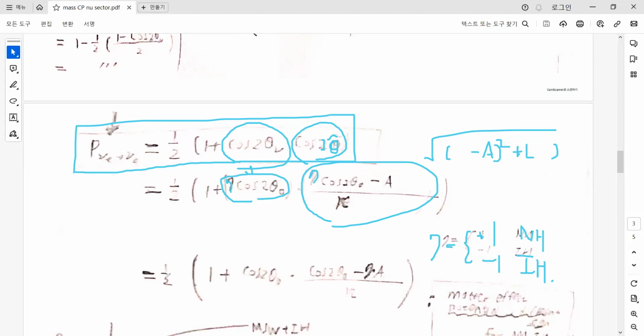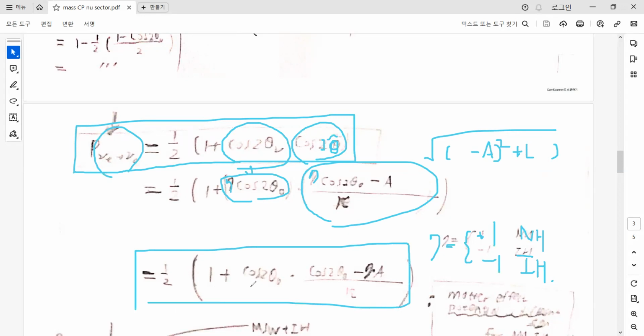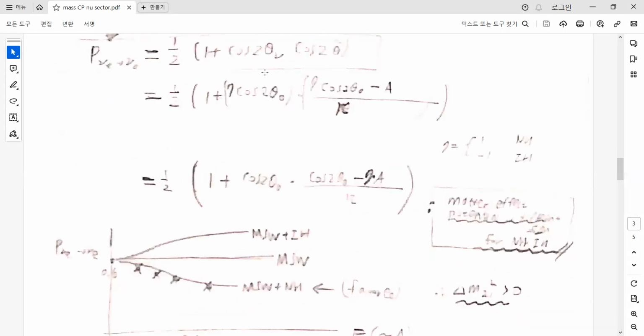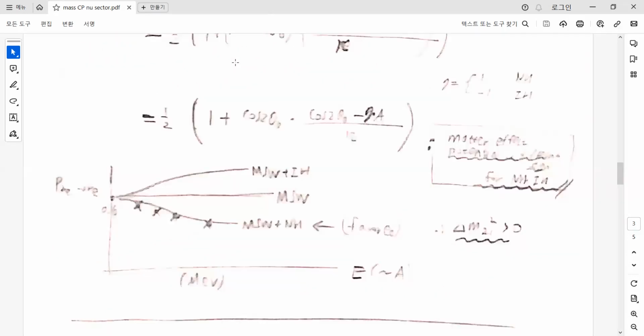So we can summarize the survival probability like that, and we can know that there are attached multiplicated in front of the matter effect potentials. The matter effect potential is different for the normal hierarchy and the inverted hierarchy. So the survival probability depends on the energy, because the MSW potentials are proportional to the energy. So survival probabilities are different for the inverted hierarchy and the normal hierarchy.